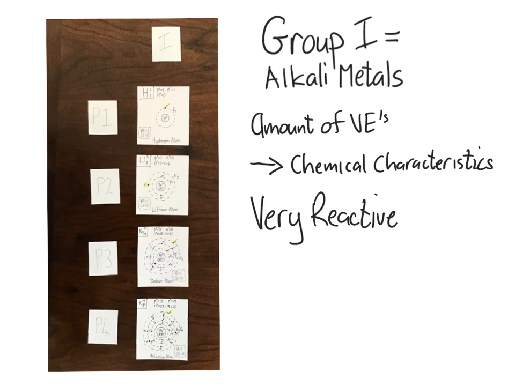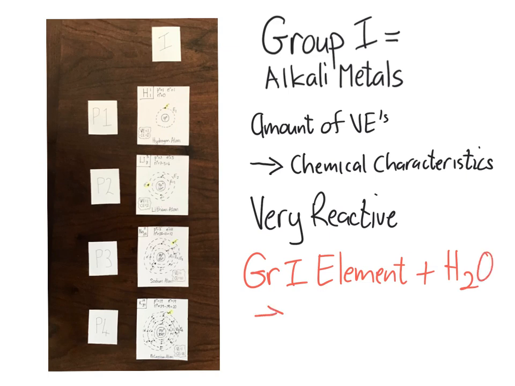So when a group 1 metal or group 1 element reacts with water and you add it to water, then what it does is it produces an alkali plus hydrogen gas. There is just one exception, and that is obviously hydrogen gas as an element.